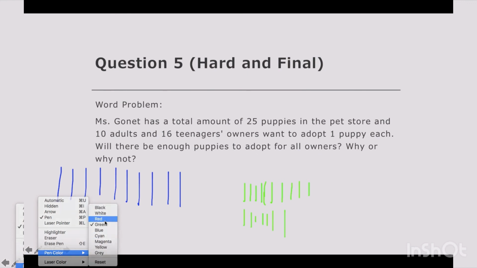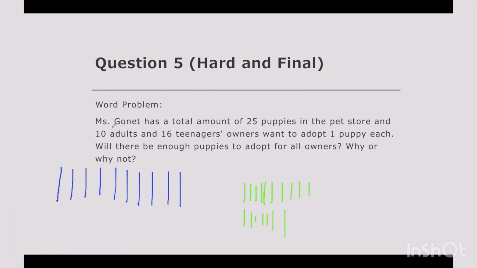All right. So 25 puppies, 10 adults, 16 teenagers. So it doesn't matter if it's adults or teenagers. They're people. They're not cats. So there's no reason we got cats going to adopt a puppy, or a whale is going to adopt a puppy, or like an alien is going to adopt a puppy. Who makes sense? So let's add the 10 people plus the 16 people. Yes. Let's add them up.